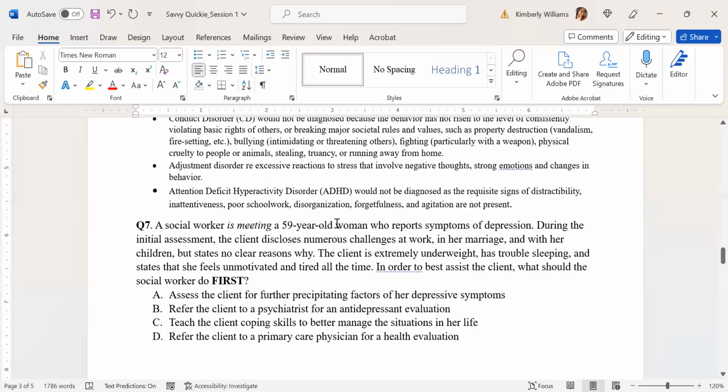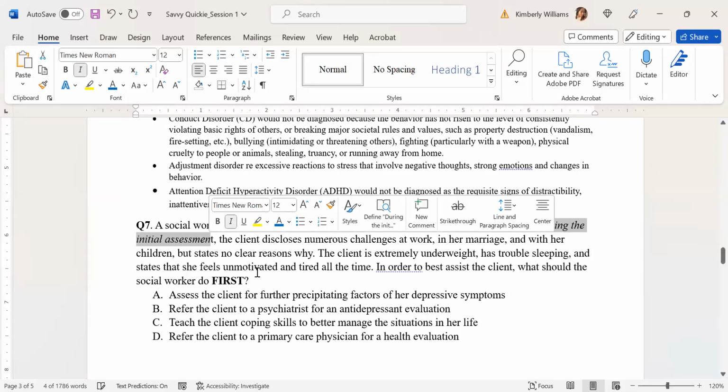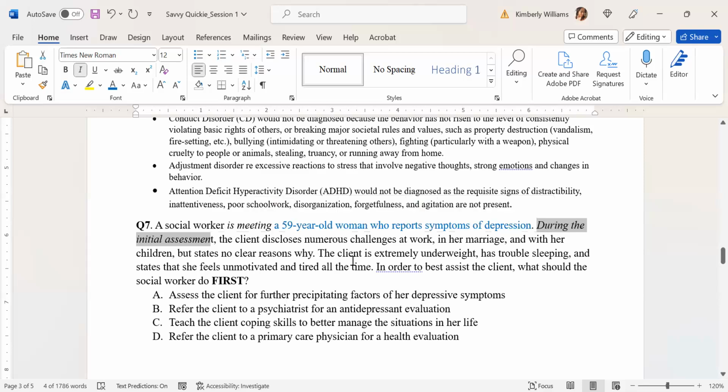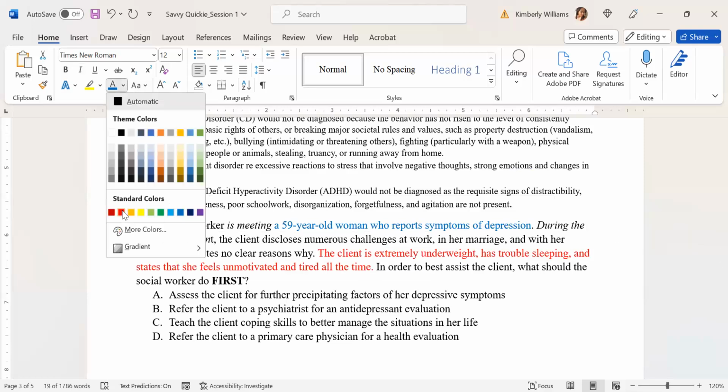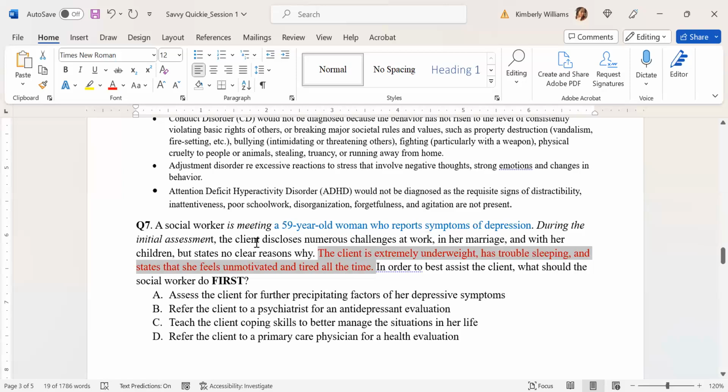Okay, so we have a 59-year-old woman who reports symptoms of depression. That is a presenting problem because that is why she's there. Again, this tells us clearly where we are in the beginning. In the initial assessment, the client discloses all of this and she doesn't know why. The client is extremely underweight and has trouble sleeping and says she feels tired. Now, this is where it seems like the biggest problem is. So she discusses that she has numerous challenges at work and in her marriage, but the main issue is she's extremely underweight, she's having trouble sleeping, and she's tired and unmotivated all the time.